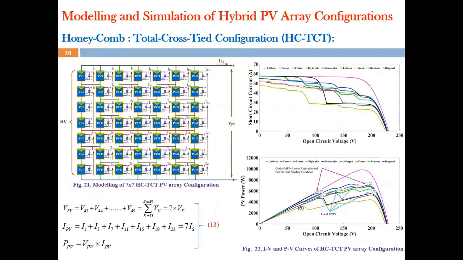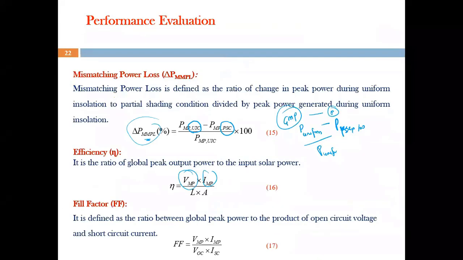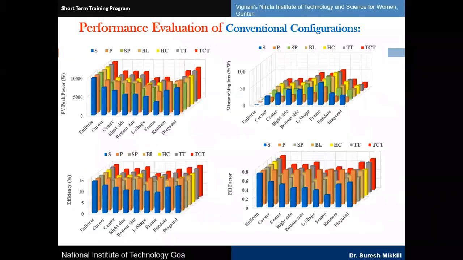So this is V maximum power, I maximum power. So we will calculate the efficiency: how much voltage at maximum power point into I maximum power, compared to those values. And fill factor is V maximum into I maximum divided by VOC into ISC. I'll show you that. During the shading conditions, the performance is like this.